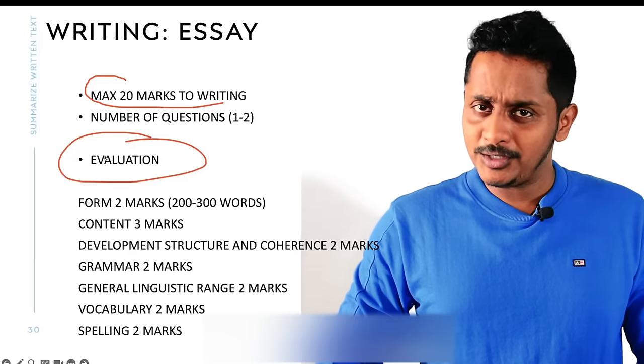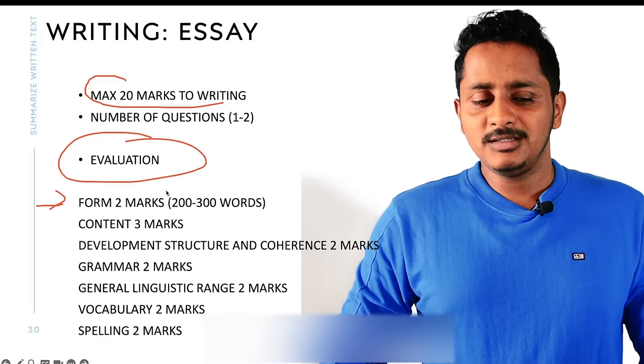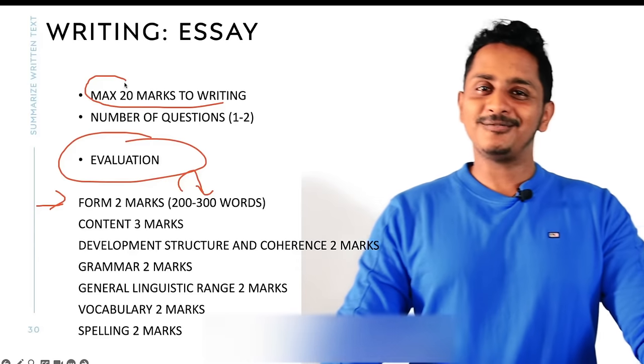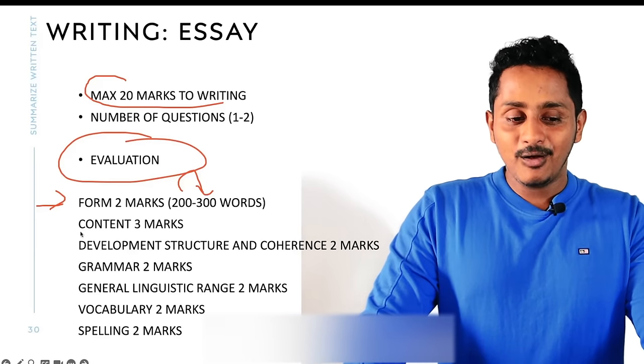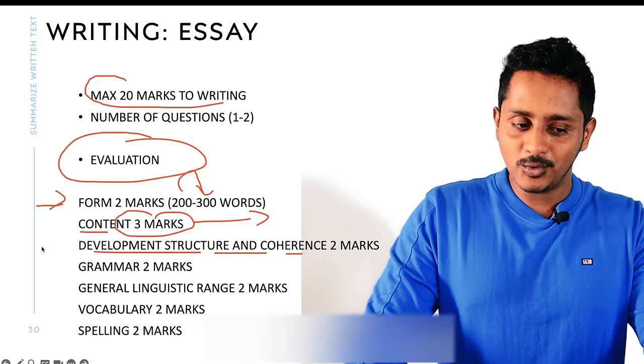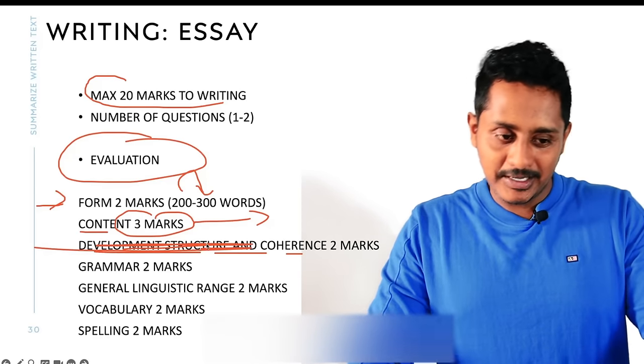How we are evaluated? Form, 2 marks. 200 to 300 words you write. 201 is enough. You don't have to write, fine, 299 words. Content is 3 marks, not a priority. Development, structure and coherence, you don't have to worry. I'll give a template that will cover this.